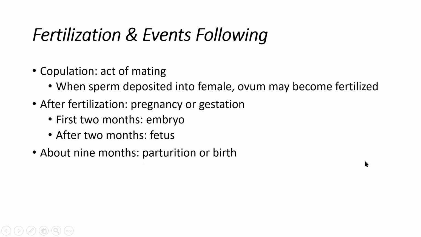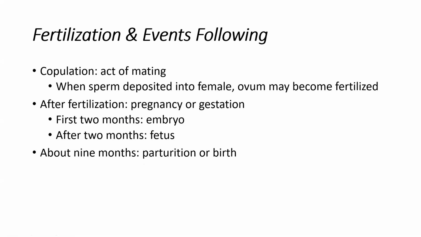All right, let's speak about the act of copulation. Copulation is the actual act of mating. In layman's terms, we call it sex or sexual activity. This is when sperm is deposited into the female, specifically in the vagina, and then sperm can make their way up the reproductive tract of females, and they can fertilize the ovum that is hopefully waiting in that reproductive tract.